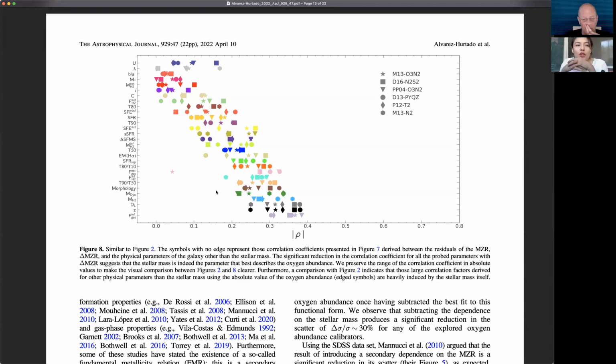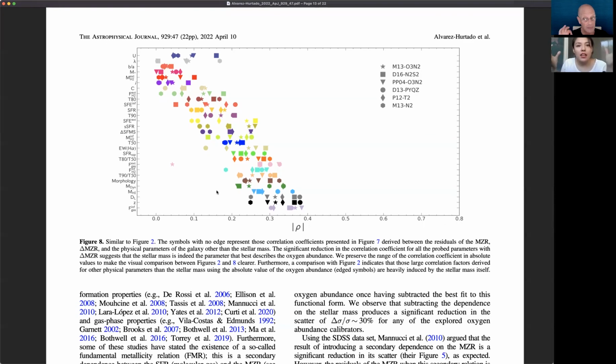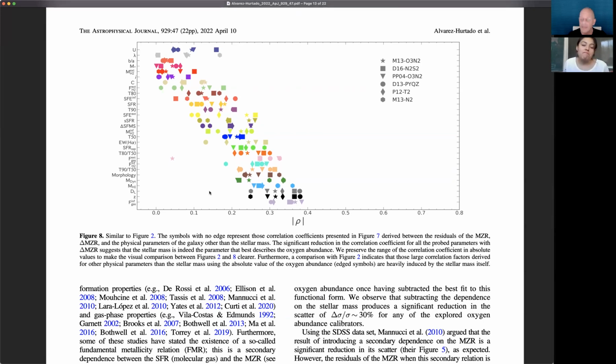So in summary, this analysis suggests that correlations derived directly using oxygen abundance and the 29 physical parameters reflect an intrinsic relation between this parameter and the stellar mass, or even themselves, rather than a particular dependency on the oxygen abundance itself. Although we did not find evidence of a strong correlation, we do not rule out the role of the gas component in the interstellar medium in shaping the oxygen abundance. So we suggest that at least in star-forming galaxies, the chemical enrichment of the interstellar medium is tightly connected to the star formation history.